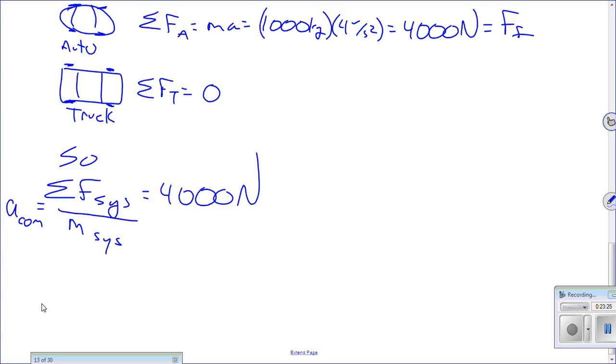You guys all know what I mean when I say system? We're talking about the truck and the car, right? Or the auto and the truck. So the mass of the system is 3,000 kilograms. Divide it out, and you get 1.3 meters a second squared, right?